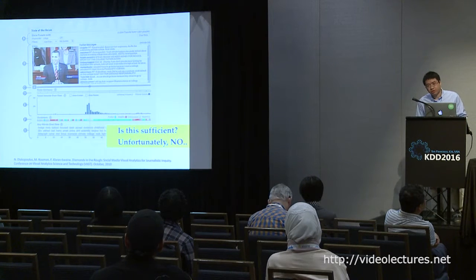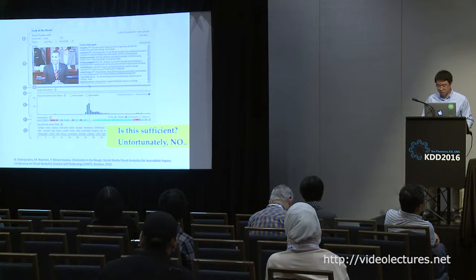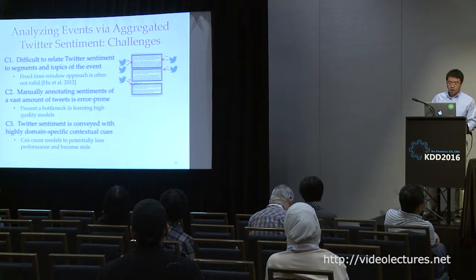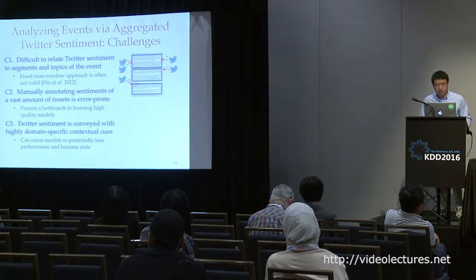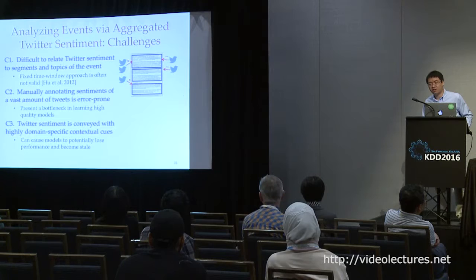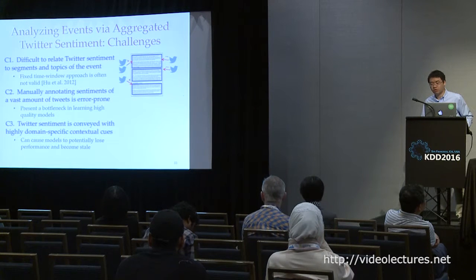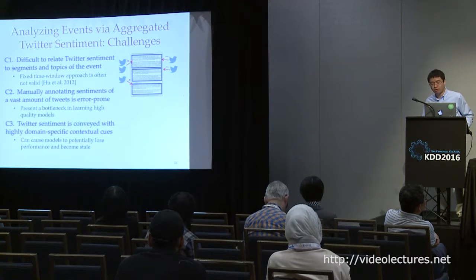But is this approach sufficient for our scenario? The answer is not really, because this classic 3-step approach suffers from several limitations. The first limitation is that it's difficult to relate Twitter sentiment to segments and topics of the event. As I discussed earlier, the time window-based approach sometimes does not work very well.